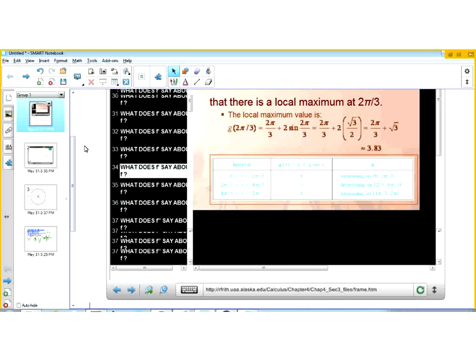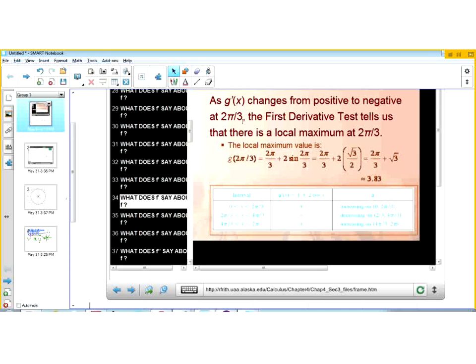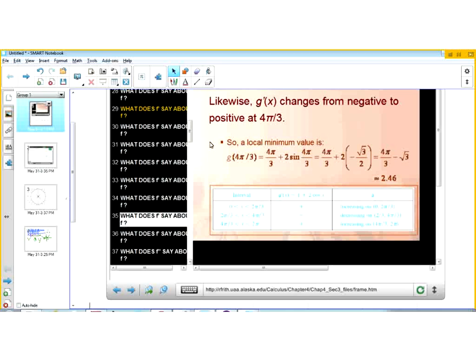So let's read this. As g prime changes from positive to negative at 2 pi over 3, the first derivative test tells us there's a local max and the local maximum value. Here they calculate the coordinates of the local maximum value. It's found by taking 2 pi over 3 and plugging it into g, not g prime, but g. That would be x plus 2 sine x, and that turns out to be 3.83. It would have been nice to have this on the first project, wouldn't it?